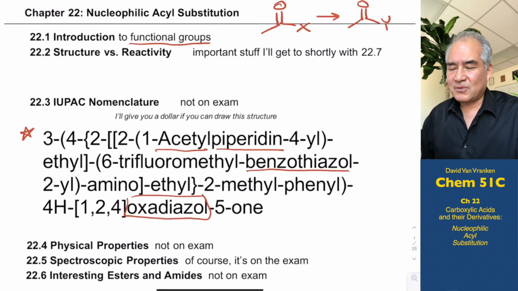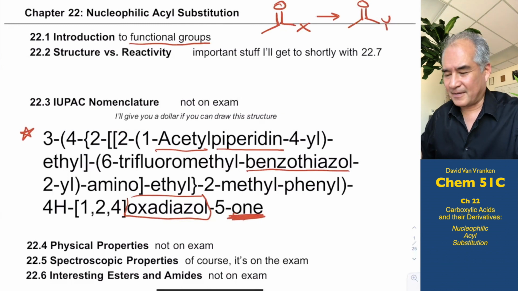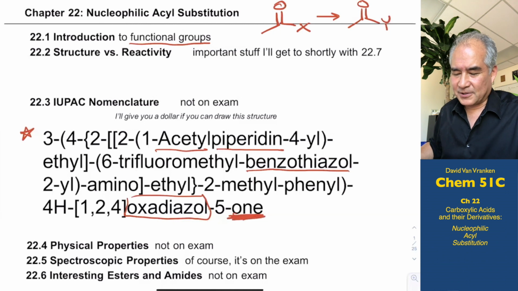I would expect you to be able to identify functional groups in an IUPAC name. That way I can talk about, oh, see that ketone right there? Maybe you can add to that carbonyl group. That's the level at which most chemists would be able to use IUPAC nomenclature.